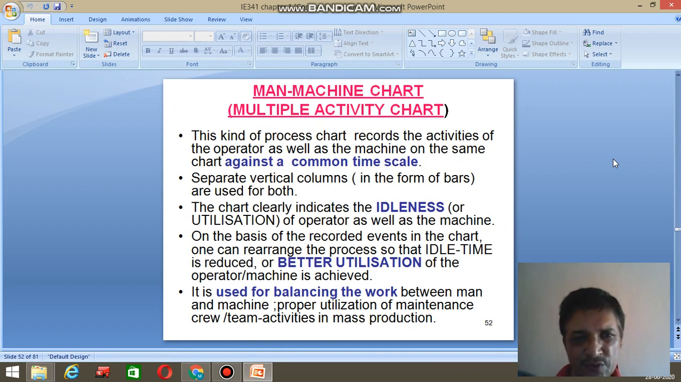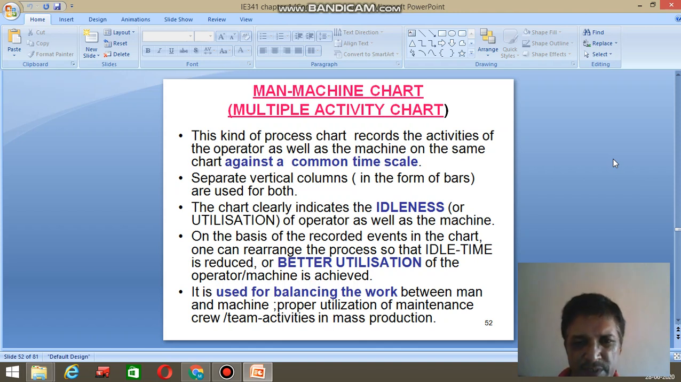Man-machine chart, also known as the multiple activity chart. This kind of process chart records the activities of the operator as well as the machine on the same chart against a common time scale. Separate vertical columns in the form of bars are used for each. The chart clearly indicates the idleness or utilization of the operator as well as the machine.